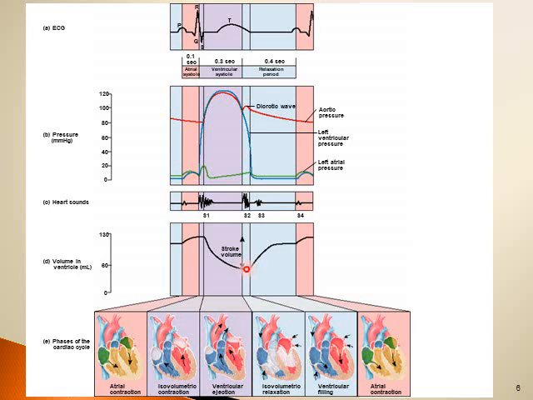At the end of the ventricular systole, the blood that is left in the left ventricle is only 60 milliliters of blood, and this is called the end systolic volume. So the blood that remains in the left or right ventricle at the end of systole is called the end systolic volume.